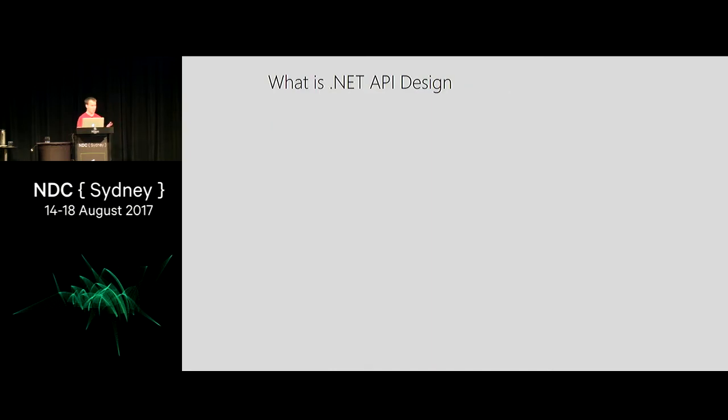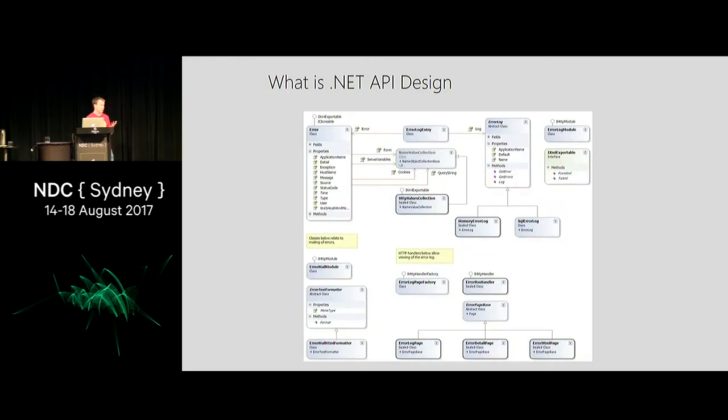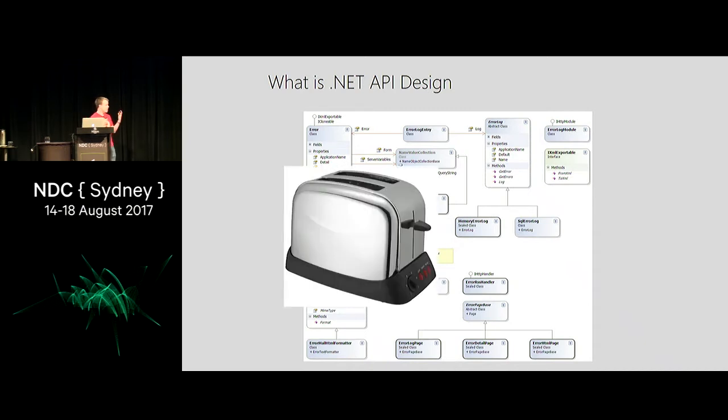So to get started, what is .NET API design? Well, what is a .NET API first? A .NET API is types, so it's classes, it's structs, it's interfaces, it's the properties that you put on those types, it's methods, it's constructors, it's events. A .NET API is the public boundary between your internal implementation and what a user sees when they consume your code. So you can think of it as a user interface.